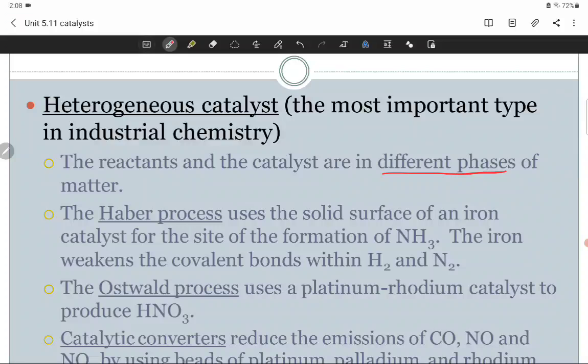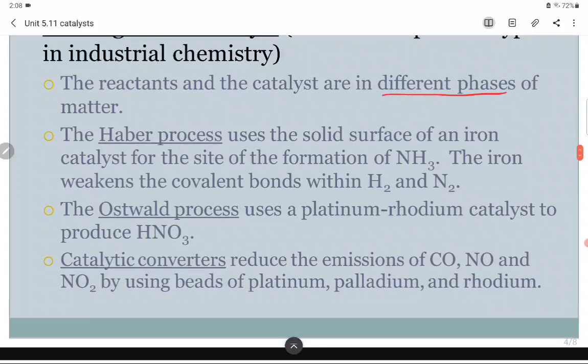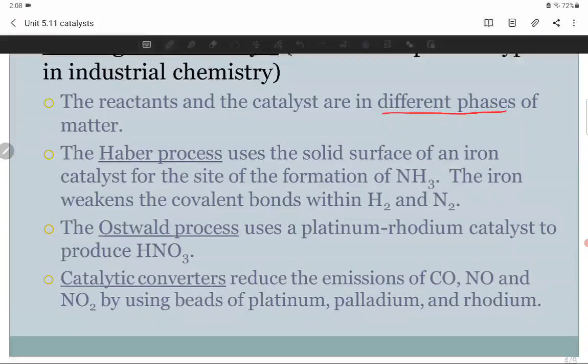But here's a couple that I plucked out of the literature. One in the Haber process, there is solid iron. Another one we have platinum and rhodium. This would be the one that would be more real world for you, is catalytic converters. And I have a picture of a catalytic converter. Every car manufactured and driven in the United States has to have a catalytic converter.